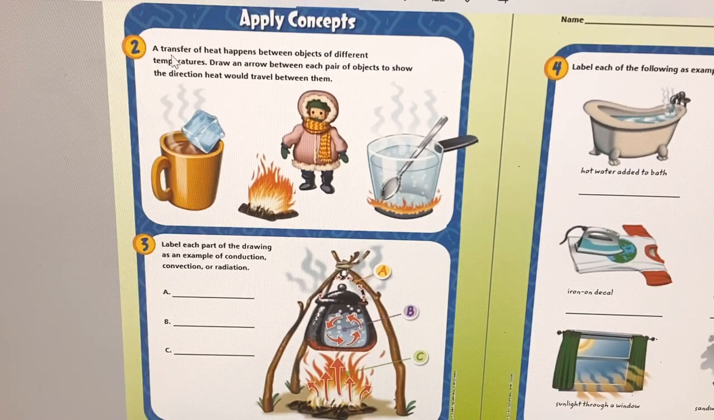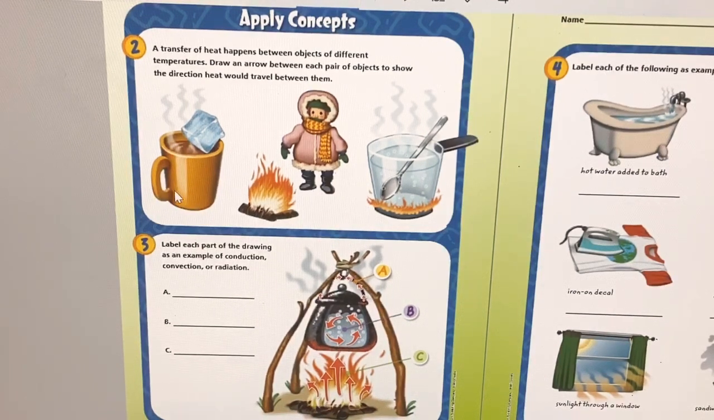Now, we know that a transfer of heat happens between objects of different temperatures. Definitely, it moves from the warmer object to the cooler object. I want you to draw an arrow between each pair of objects to show the direction heat would travel between them. Pause my video, do it on your own, later play it again, and then see your answer if it's correct or not.